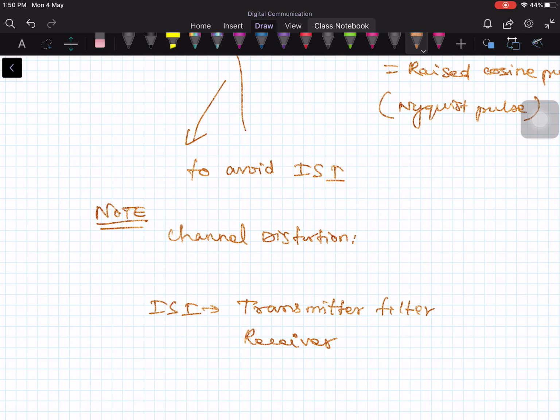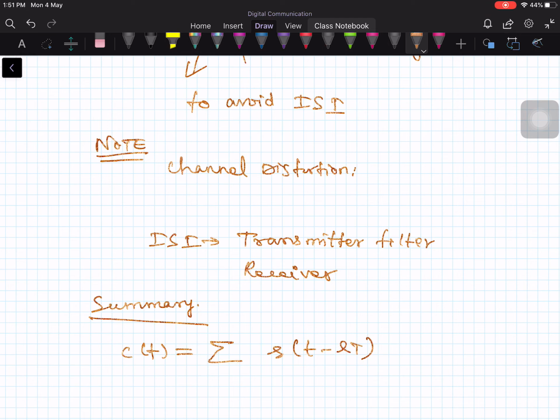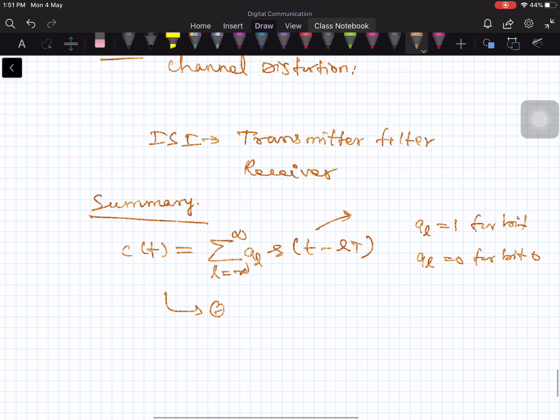And then finally, some important points I want to summarize here. In the input you have a sequence of pulses. For every bit interval you are sending one pulse, denoted by s(t - lT). For every bit interval the basic pulse shape is the same, and the polarity is dependent on a_l, where l goes from minus infinity to plus infinity, and a_l equals 1 for bit 1 and a_l equals 0 for bit 0. So this is your transmitted pulse, and this pulse is contaminated by noise n(t), and this is given to the matched filter.